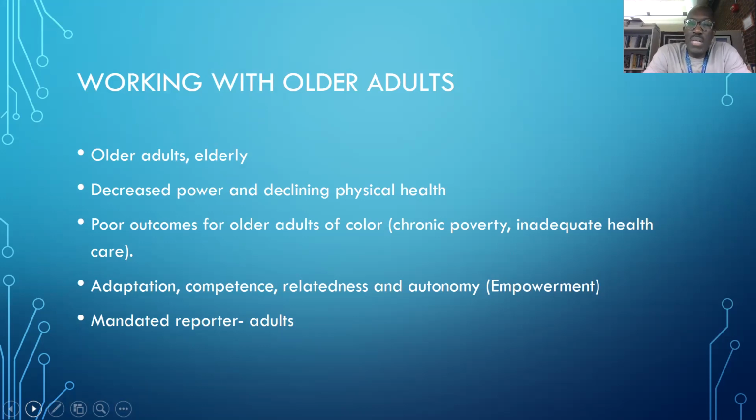Strategies include adaptation, helping people understand that they are in a different place and time in their lives and their abilities might be different. Recognizing the competence that they have, or recognizing the competence that they no longer have. Relatedness, and then autonomy, the ability for them to make decisions on their own. So using the empowerment model is going to be very, very important here as well in terms of working with your older adults.